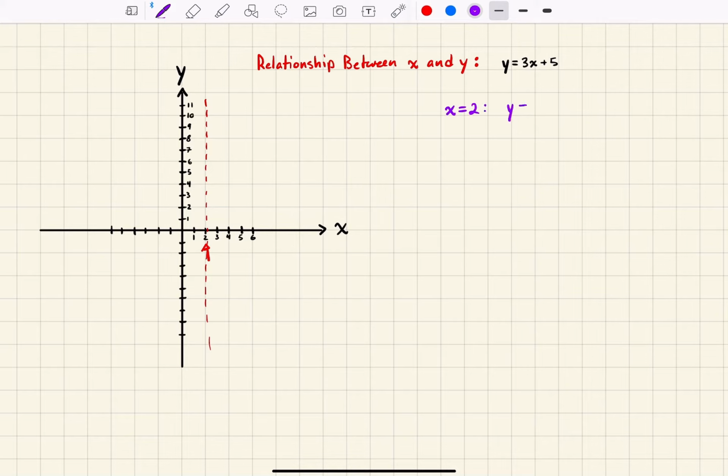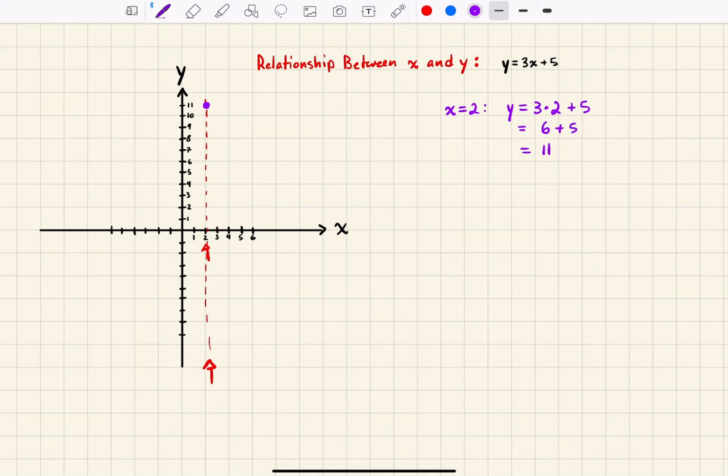Now, we make that decision, and then we go on to plugging x equals 2 into our equation. And we get y is equal to 3 times 2 plus 5. This is the same as saying 6 plus 5, which is 11. So when we choose to focus on the x value, x is equal to 2, the corresponding y value is given to us from the relationship in the equation. And we have just found out that when x is equal to 2, we have to go up to y is equal to 11.